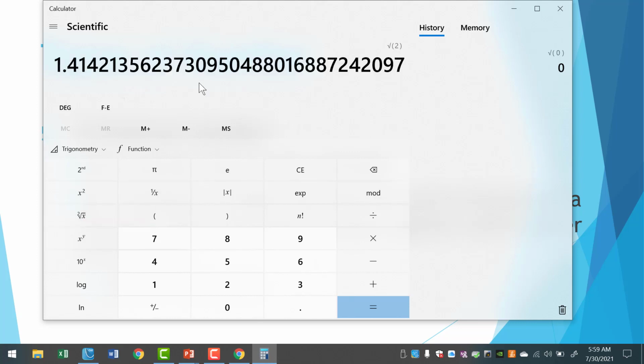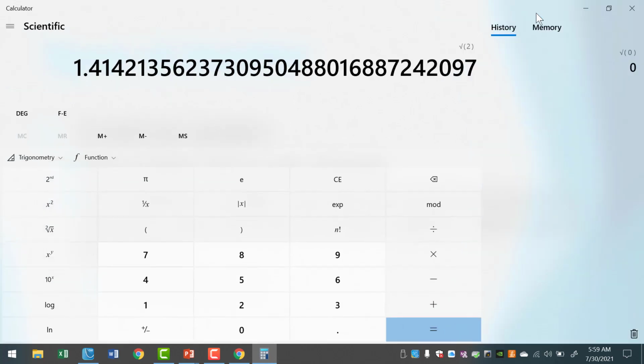Okay, as you can see here, we have a lot of numbers. I'm going to make this a little bigger. We have 0.141423762337309880168872420097 and so on, so on, so on.